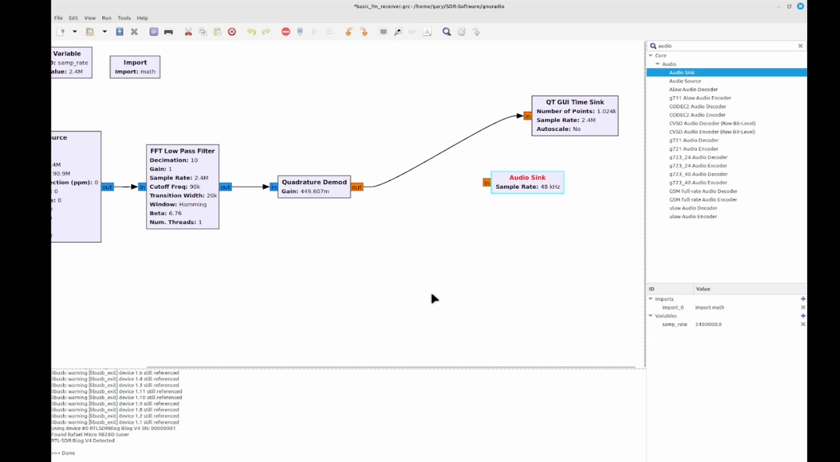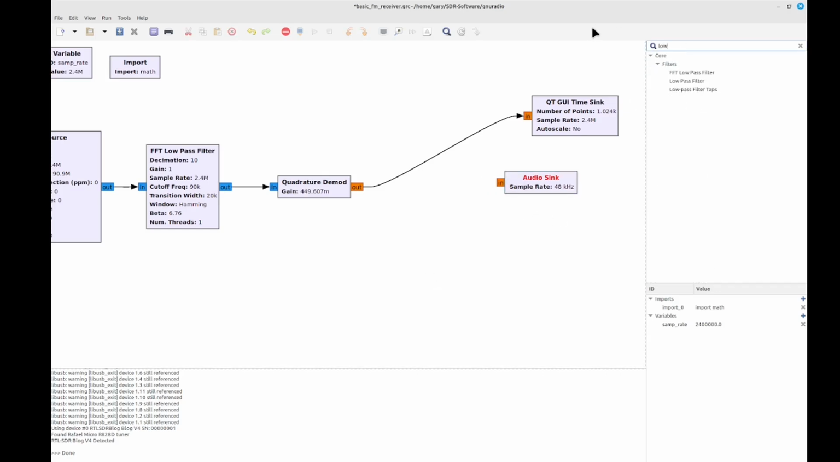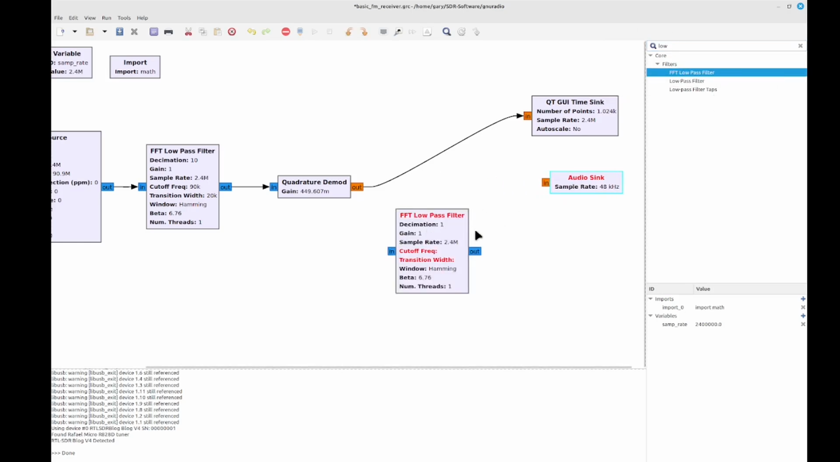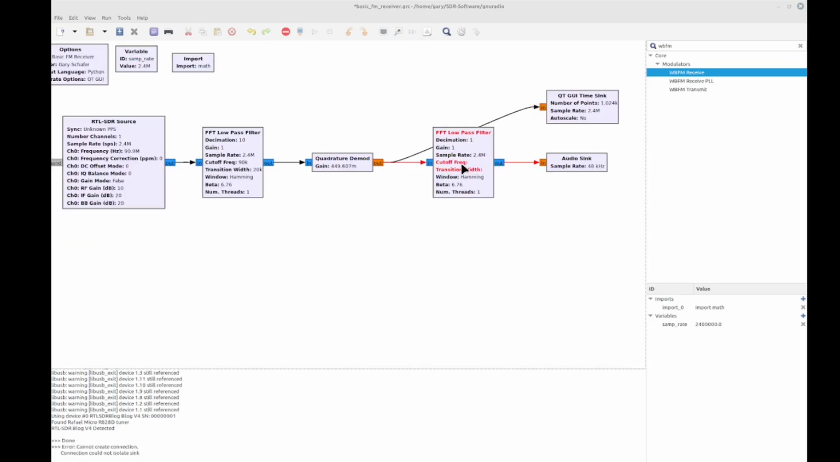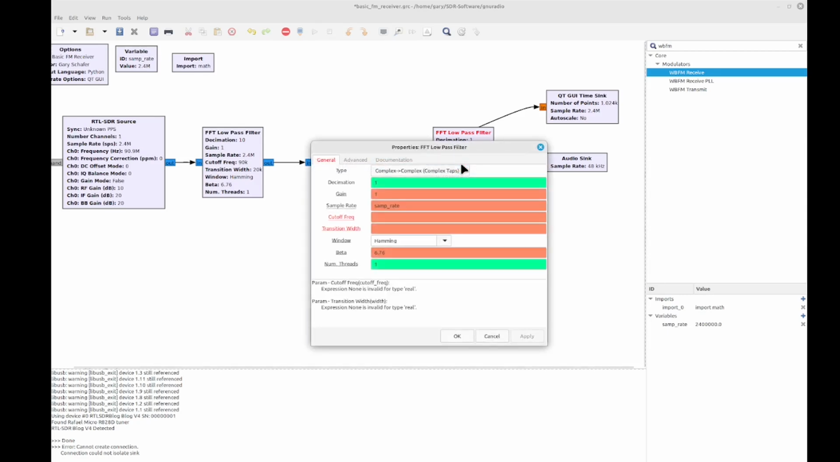A couple different ways that I can do this. The way that I'm going to do this is I am going to use another low-pass filter, FFT low-pass filter. These are red. It's not happy due to the fact that this orange means it's a real, the blue means it's complex, and it doesn't like the two being matched together. I'm going to go ahead and open up the properties for this.